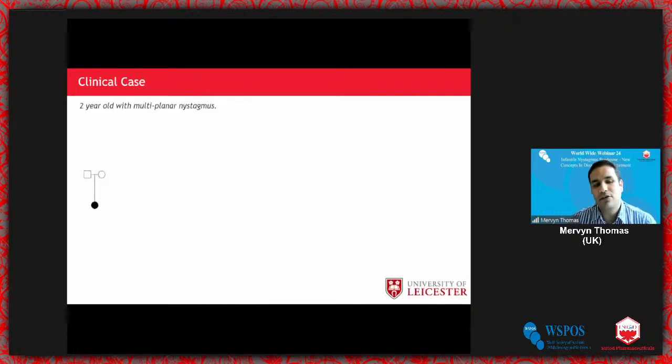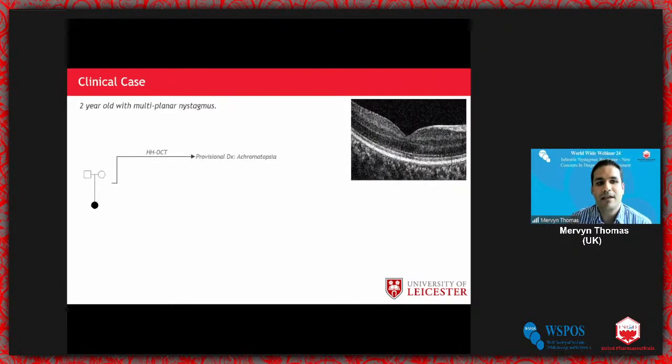So finally, I just wanted to end on a clinical case where OCT had quite a useful role. This is a 2-year-old that presented with multiplanar nystagmus, no family history. The handheld OCT is shown here. What you'll notice is that there is some disruption or discontinuities of the inner segment ellipsoid. So from the first clinic visit already, we had a provisional diagnosis of achromatopsia. ERG and VEP at this age, unfortunately, were inconclusive.